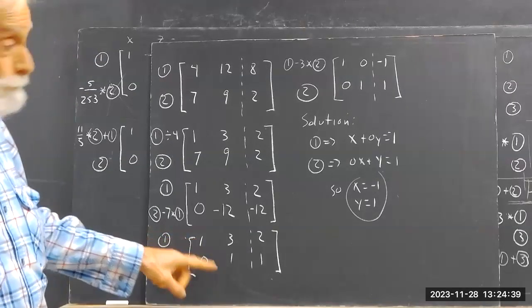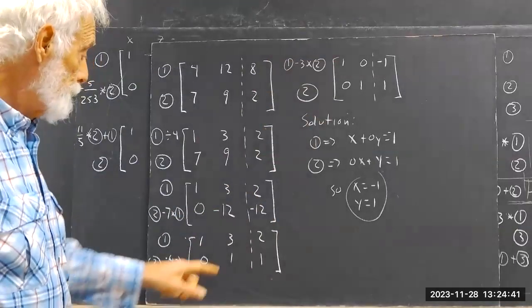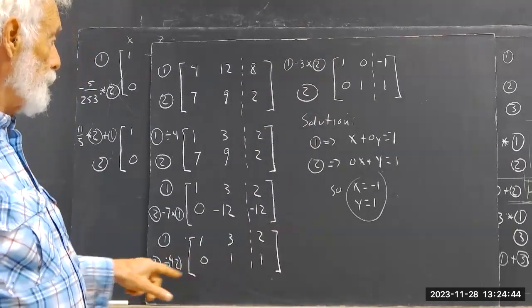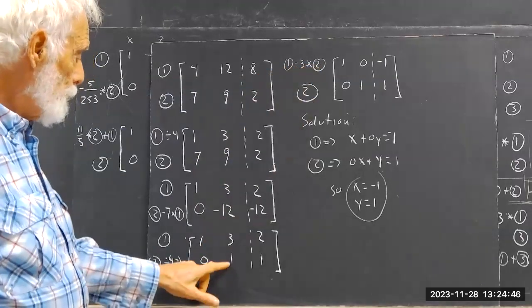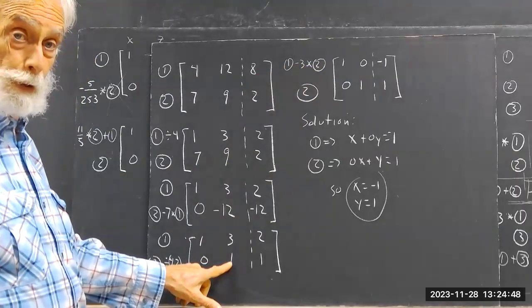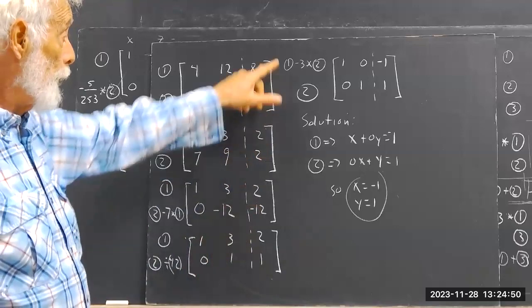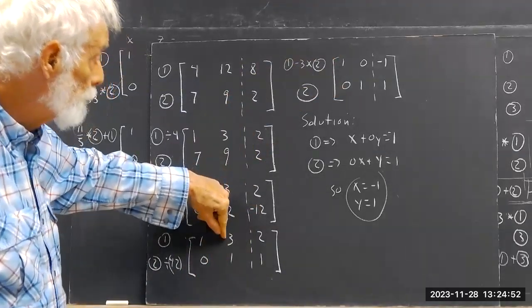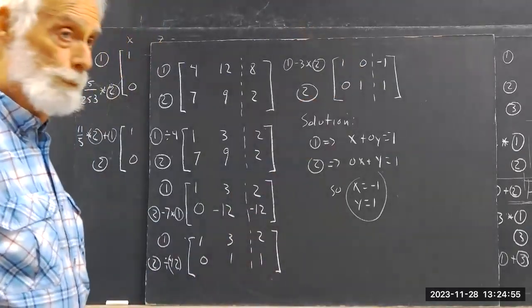Okay. And then we add that to this, which is going to give us 1. Okay. So there's our 1. And then we do -3 times the number in the second row, which is 1. -3 times 1 is -3. And we add that to the number in the first row, which is 3. And that gives us 0. Okay.